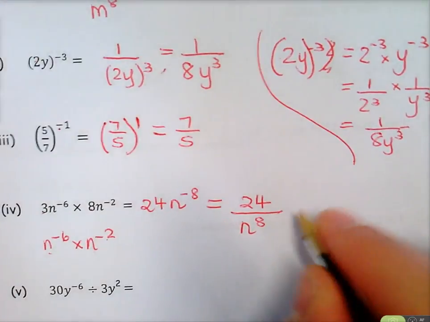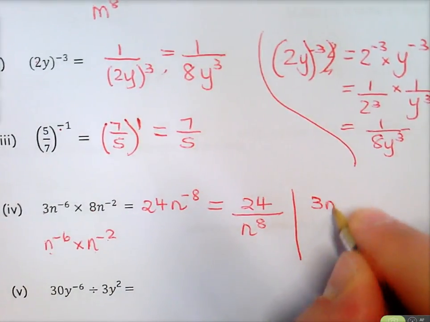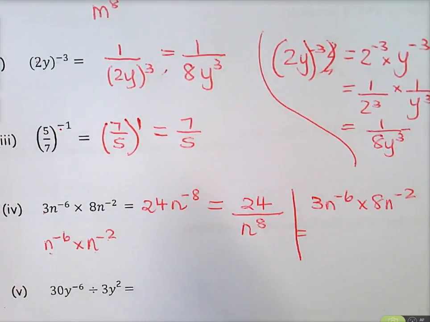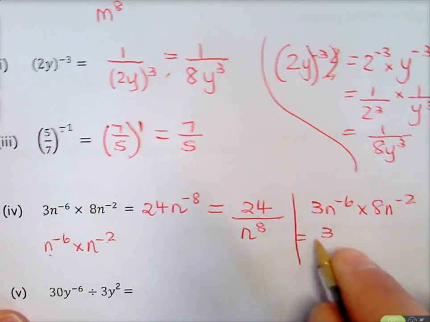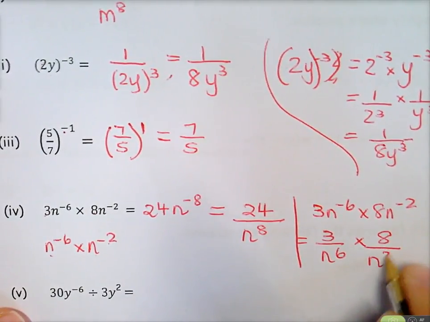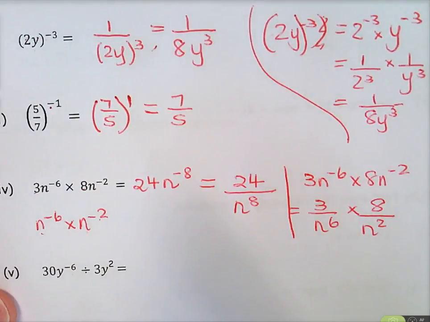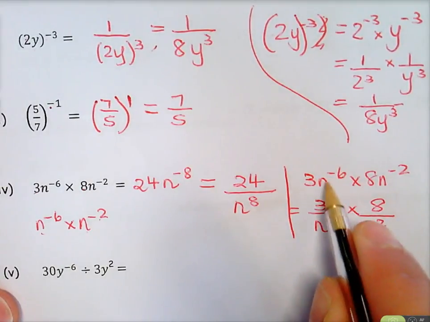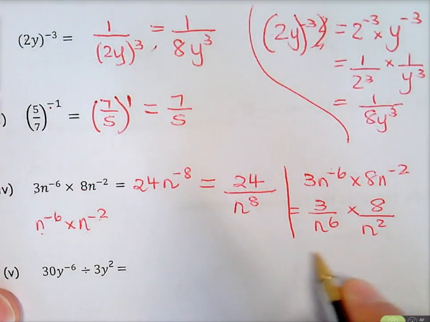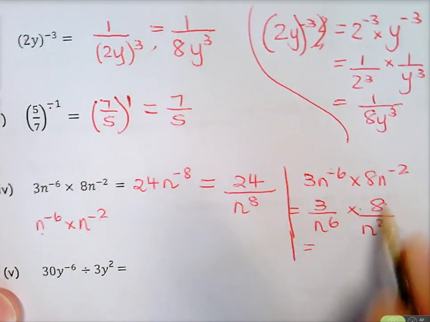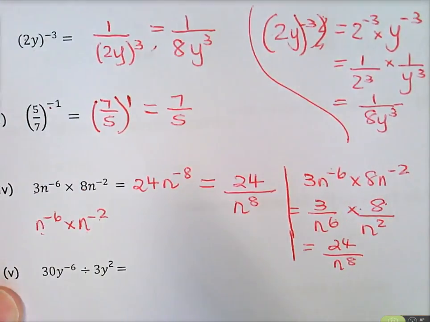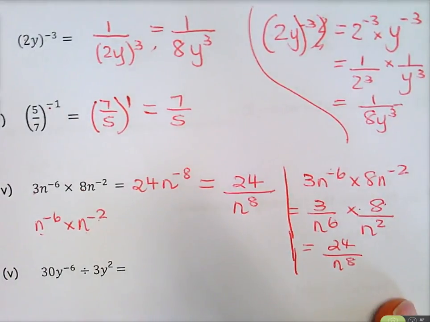Now, if you wanted, you could have done it another way. Did anyone else try it a different way? I probably wouldn't do it another way, but you could say that that's 3 over n to the power of 6 times 8 over n to the power of 2. That is another way you could have done it. Notice only the n has the negative power, and same here, the n has the negative power. So you could do it like this. 3 times 8 is 24. n to the power of 6 times n squared is n to the power of 8. There may have been a couple of people that did it that way.